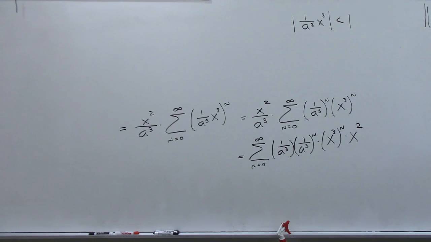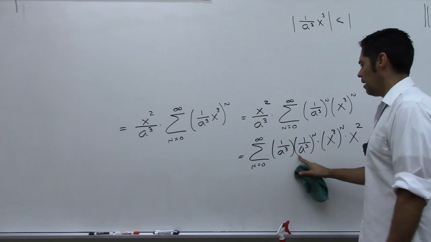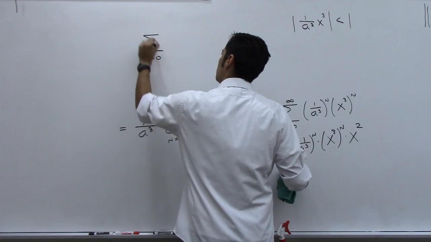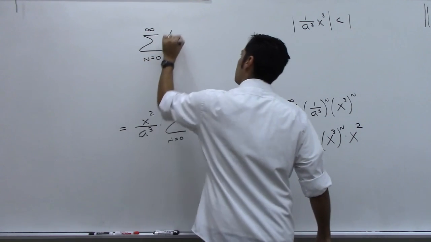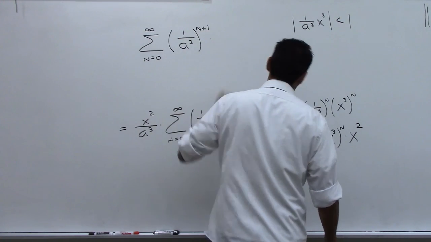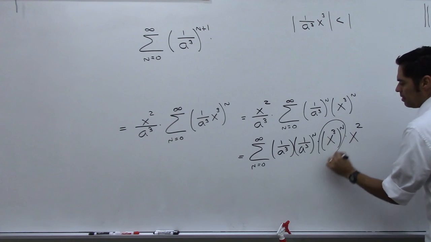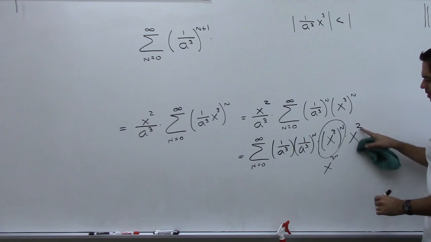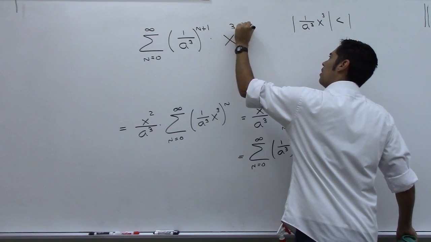All right, so when I put these two together, I get the sum from n equals 0 to infinity. I get 1 over a cubed to the n plus 1 times, and then over here, remember that this is the same as x to the 3n, and this is x squared, so I add the two powers together. I get x to the 3n plus 2.